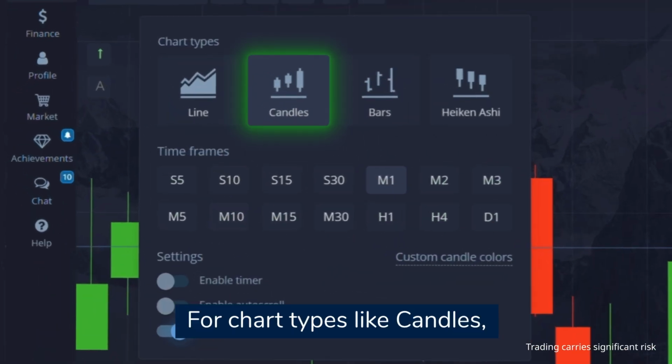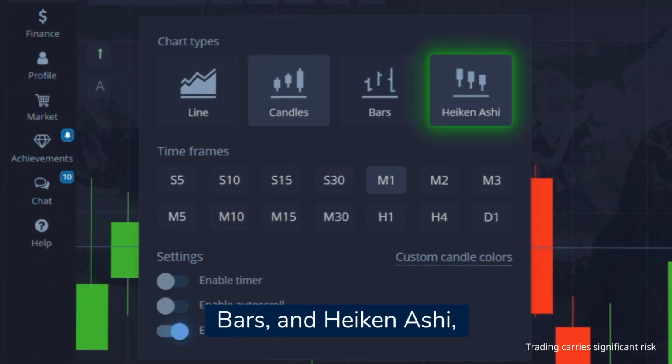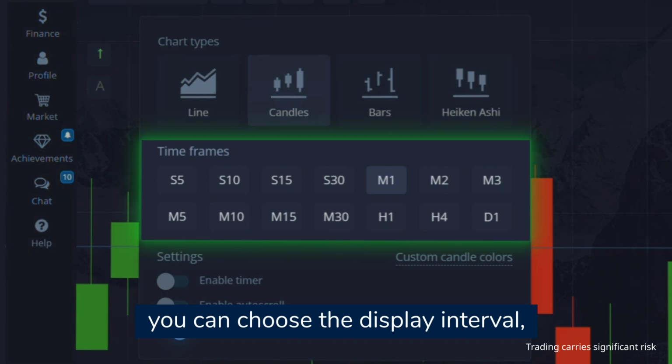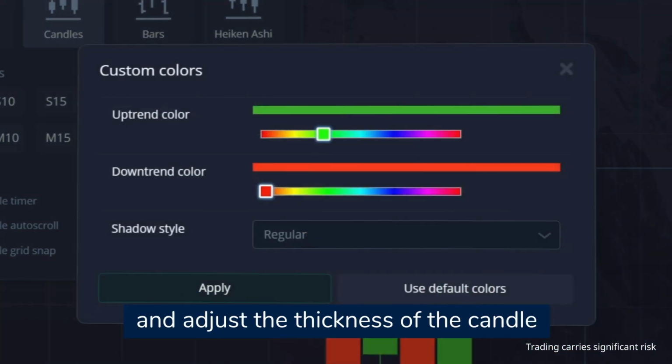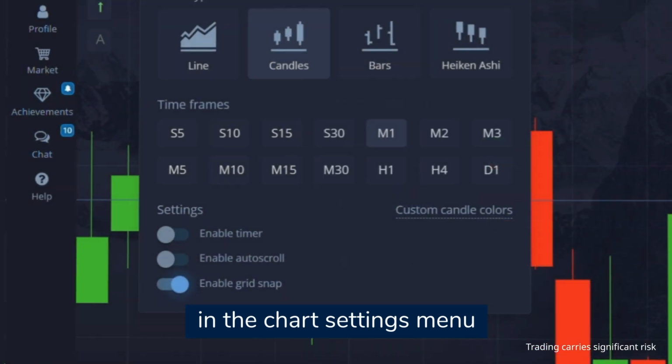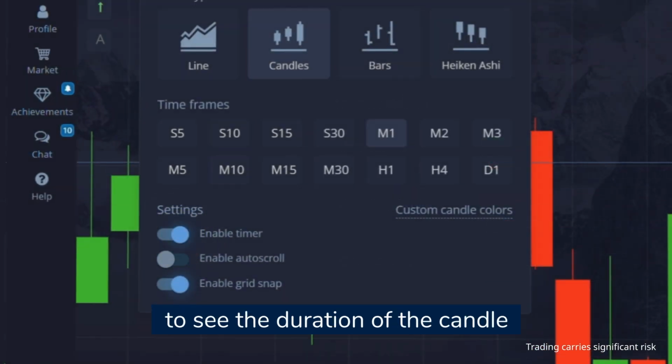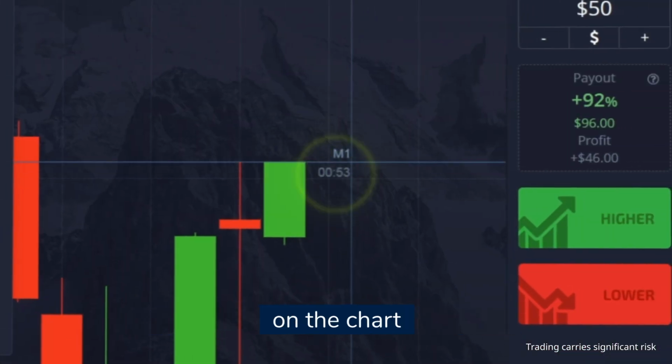For chart types like candles, bars, and Heiken Ashi, you can choose the display interval, change the color, and adjust the thickness of the candle in the chart settings menu. The timer feature allows you to see the duration of the candle on the chart.